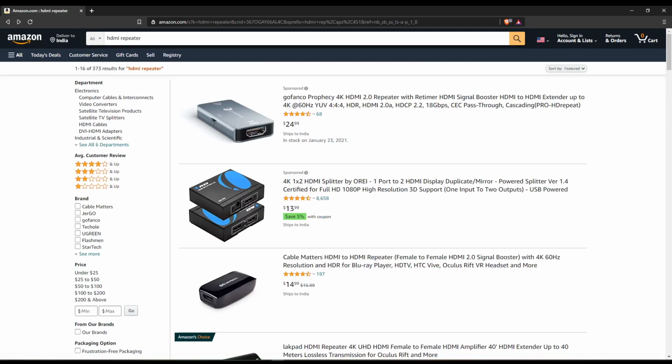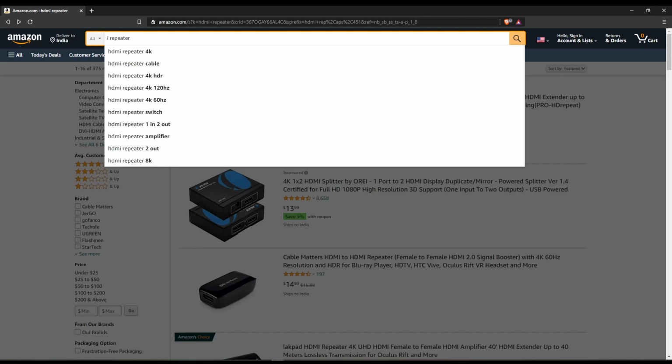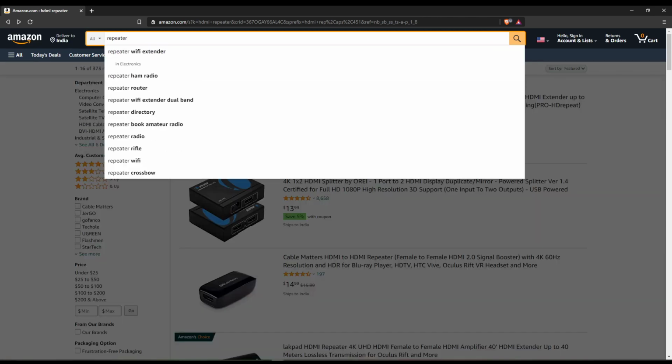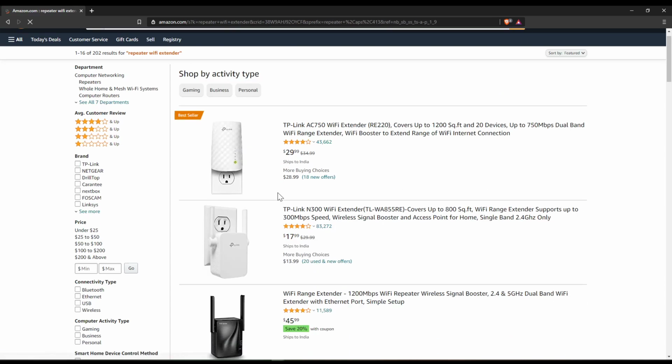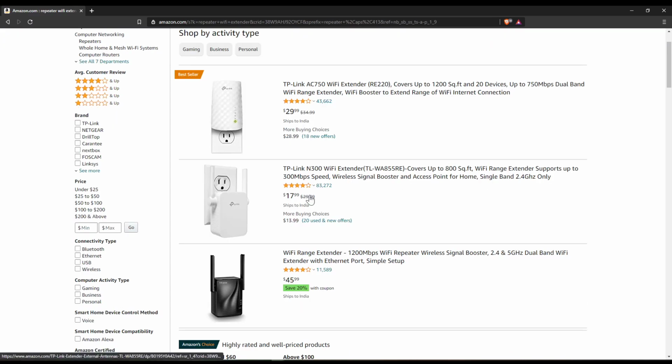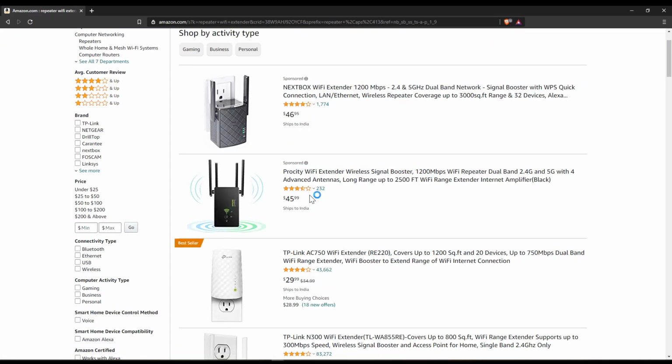Okay, if I search, you see again, Wi-Fi extender. In this context we have a repeater, Wi-Fi repeaters also. So what does a Wi-Fi repeater do? Like I said, the repeater is a device. You see here is the Wi-Fi repeater.